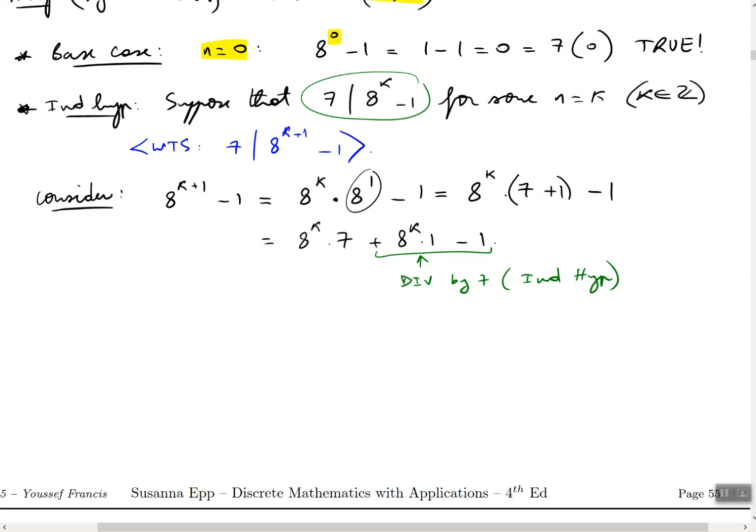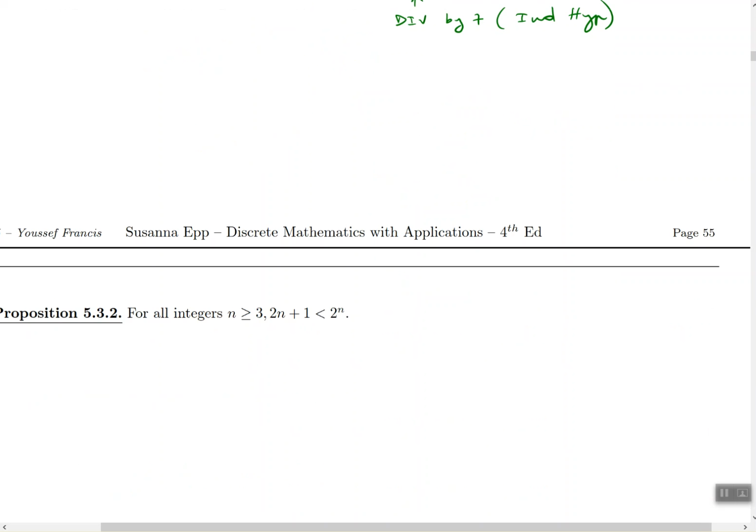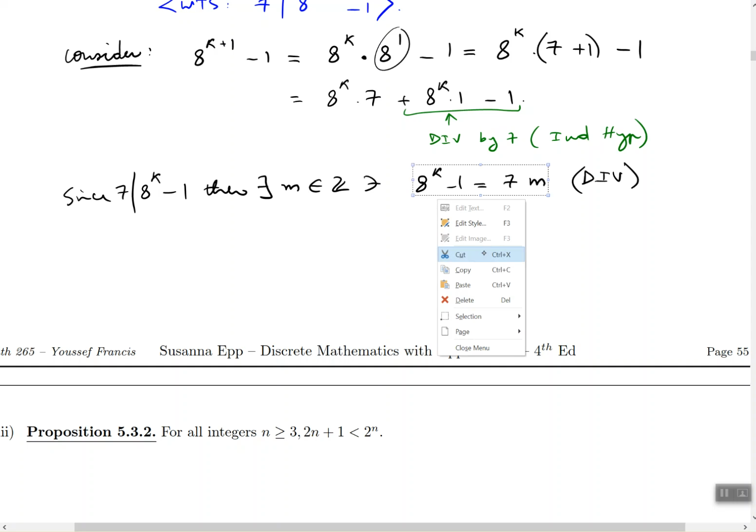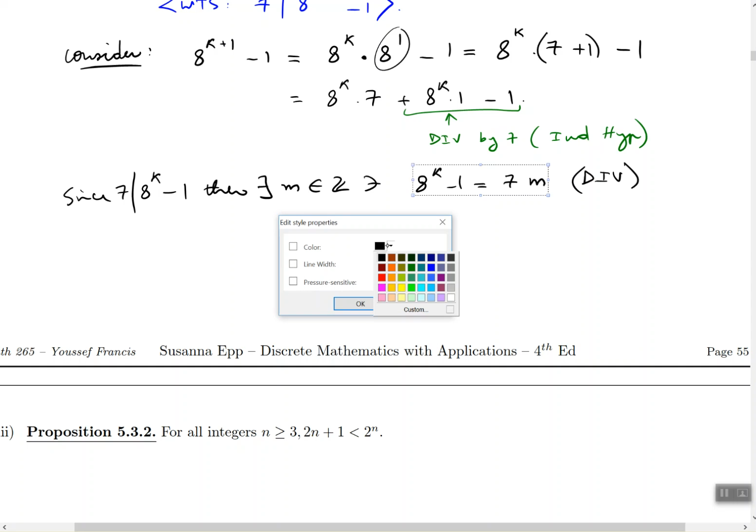So if that's true, then I can rewrite it. Since 8 to the k minus 1 is divisible by 7, then there must exist some integer, let's call it m, such that 8 to the power of k minus 1 equals 7 times the integer m. This is by definition of divisibility. But now let's just go ahead and punch that back into the original expression and see what happens.